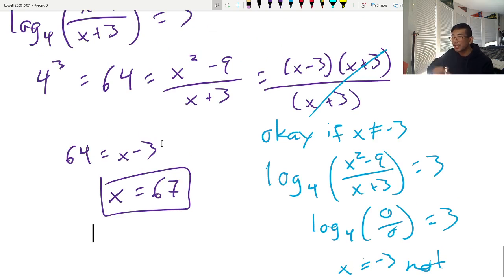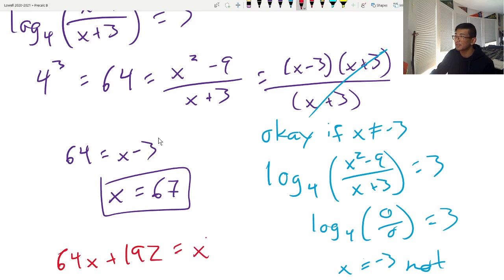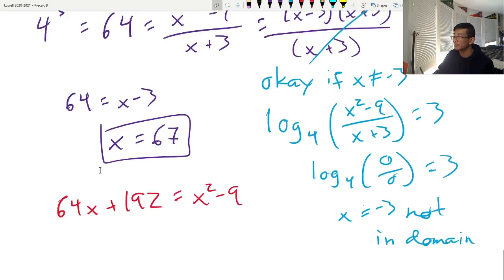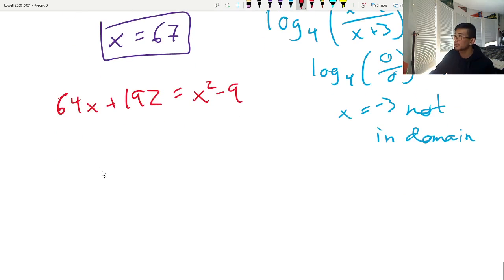Now, what if we didn't see that and we multiplied it through? We could do that, and that's totally fine as well. So I will do that. We're going to end up with 64x plus, let's see, 64 times 3 is 192, is equal to x squared minus 9. If we solve this, we're going to have a quadratic here, so I'm going to write it as 0 equals x squared minus 64x minus 201, since negative 9 minus 192 is negative 201.